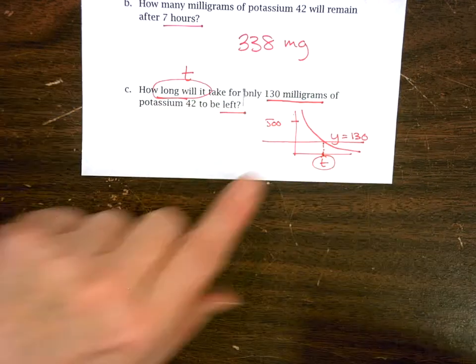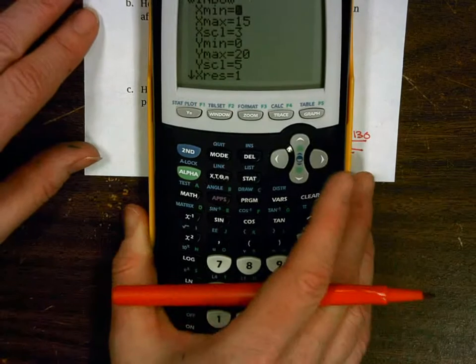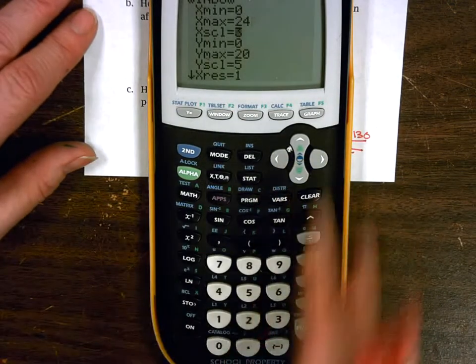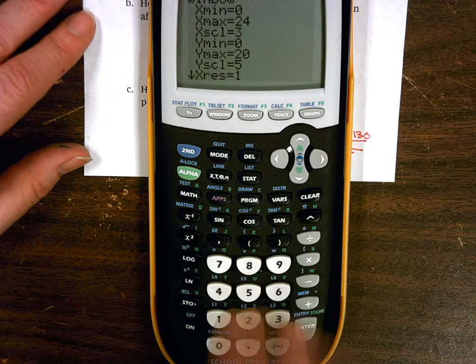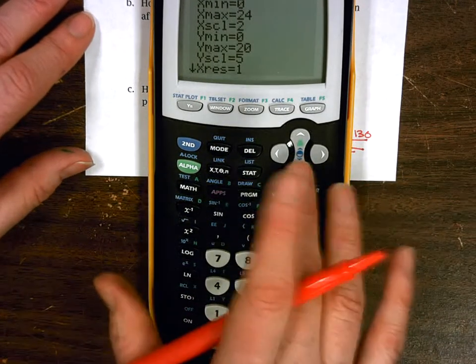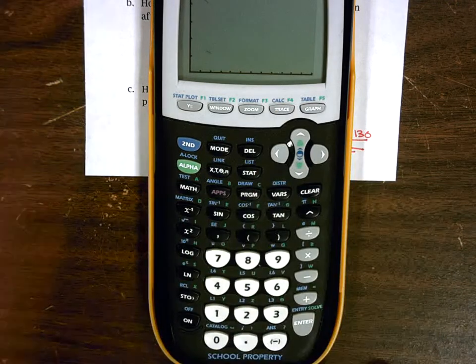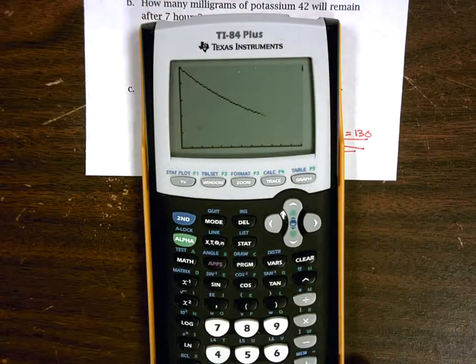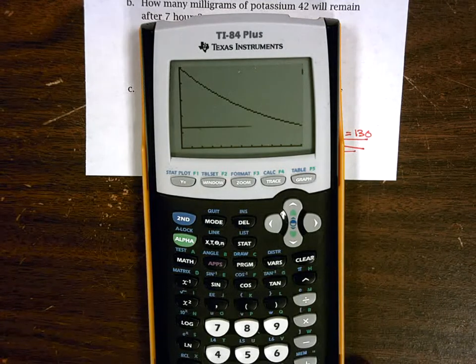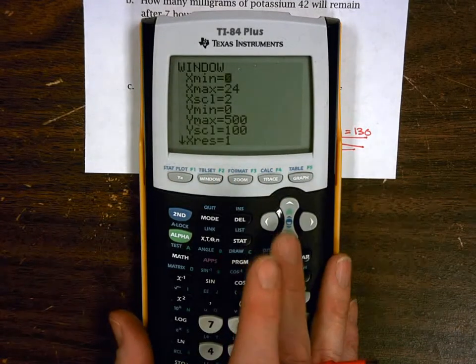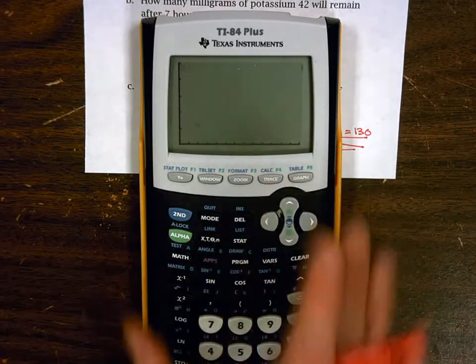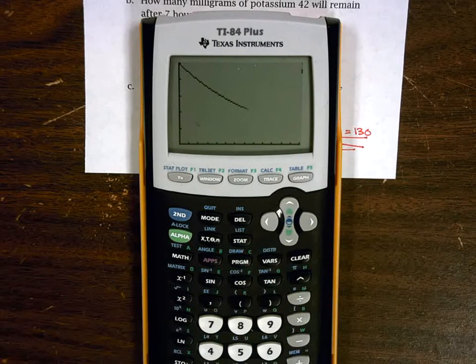So I go to the window. Now on the x-axis, what do I want? It's time, the hours. So let's go to 24 hours with a scale of 2. And then on the y-axis, let's go to 500 because we're starting at 500, and let's put a scale of 100, and we're going down. So now we're going to get our graph. There's our graph, and then upcoming Y equals 130. I can see the intersection, I think. Let's change that window to 26 just to make sure that the intersection is on the window.